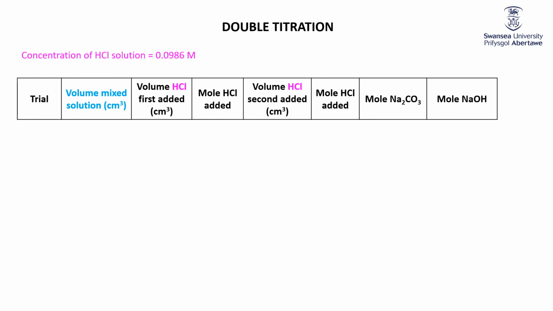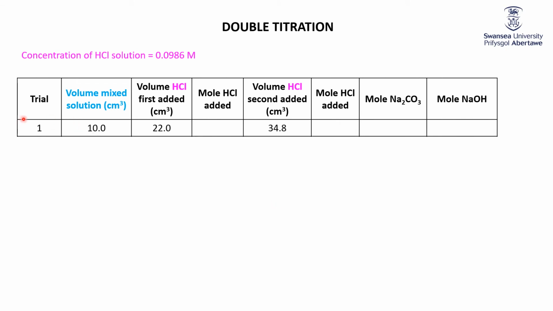So now the results. The HCl solution was about 0.1, but we do need to know its exact concentration, or as exact as we can get. So we standardized it. If you haven't done the standardization experiment, that's also available. Concentration: 0.0986 moles per cubic decimeter of HCl. And then here's our data sheet.